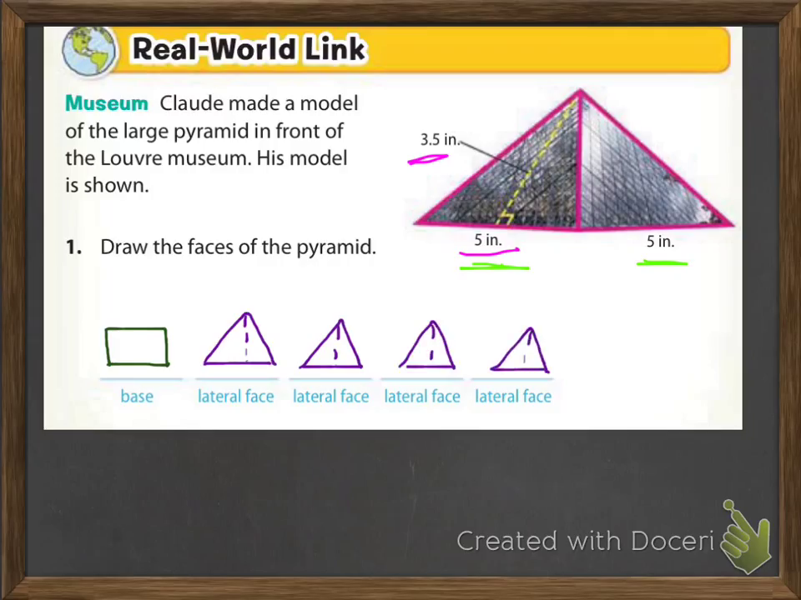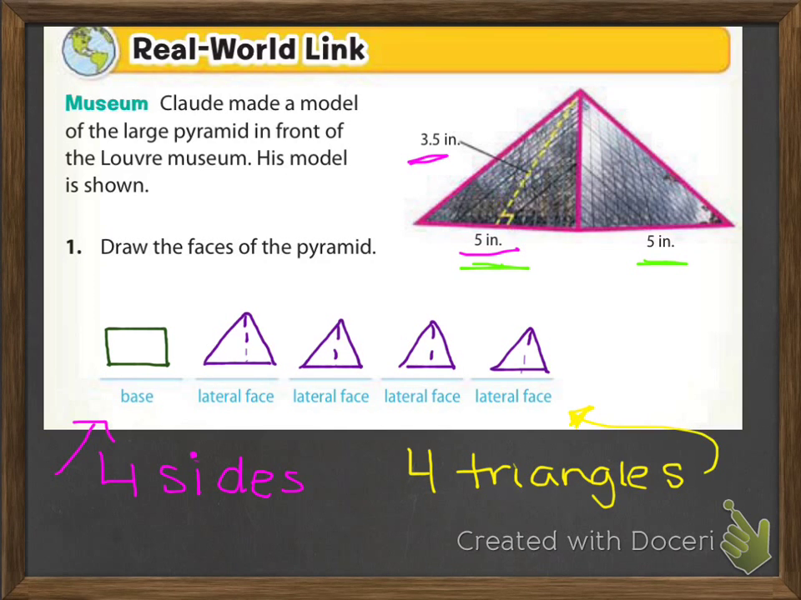So you can see that we have to draw each one of those, and you also want to notice that you have 4 sides because you have 4 triangles because you have 4 sides on the base. So you'll be able to tell how many triangular lateral faces you have based on how many sides your base has. So because this square has 4 sides, you have 4 triangular lateral faces.